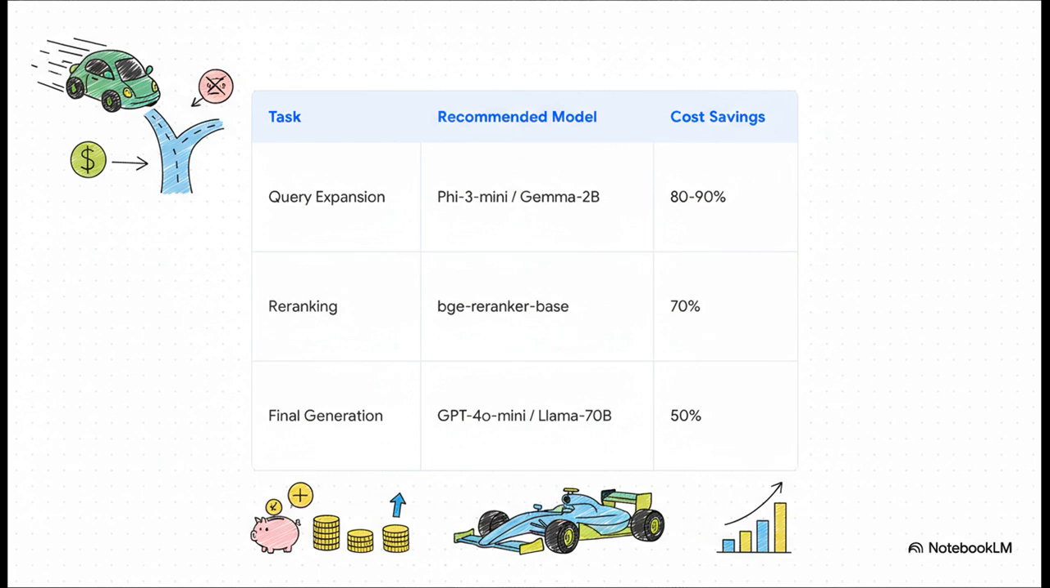Instead, you put a small, fast router model right at the front. It looks at the incoming query and decides, is this a simple FAQ or is it a complex reasoning problem? Based on that, it routes the query to the cheapest model that can get the job done. In a lot of systems, 40 to 60% of queries don't even need the big model at all.